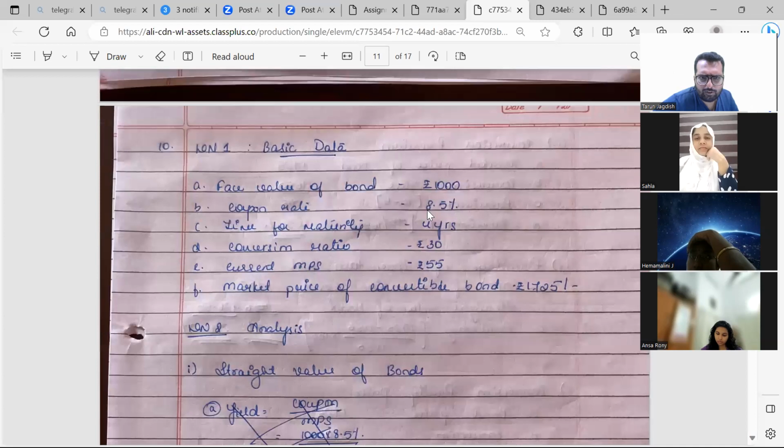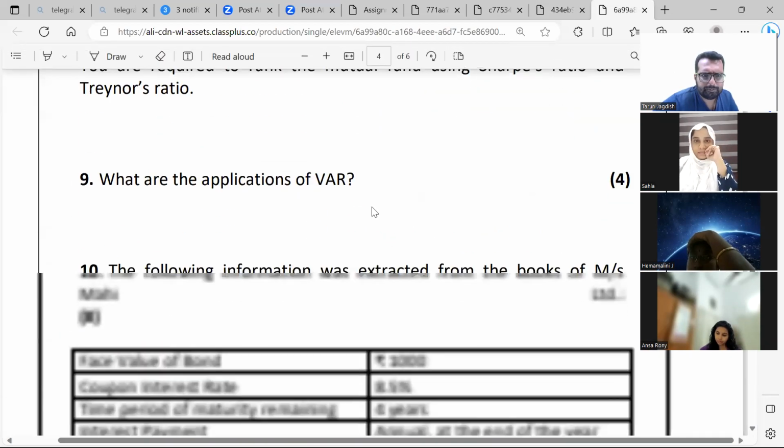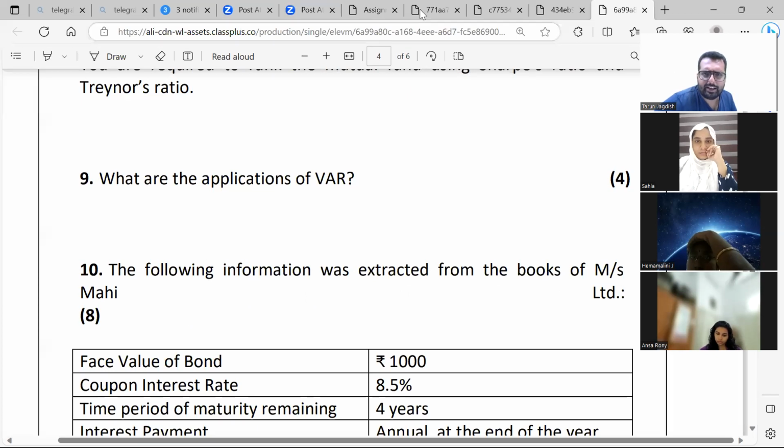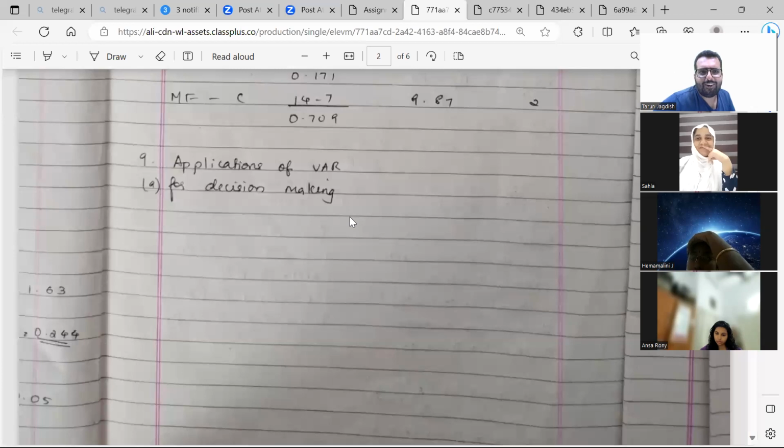All right. So please give yourself marks according to this. Now let me go to the next question. What are the applications of value at risk? Sahela, for decision making, better don't write.